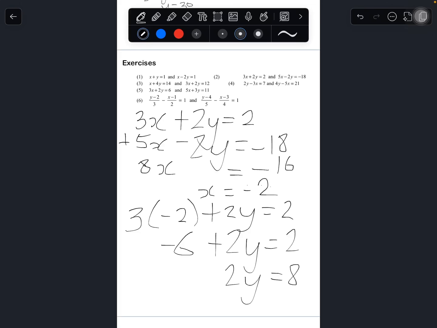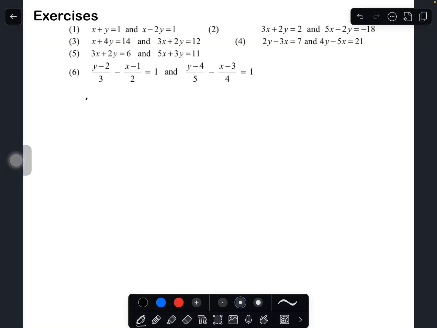Okay, so now we have this question done. It's time to move on to, oh sorry, 2y equals 8, y equals 4. Now we have this question done. We can now move on to the next one, on to the third equation.